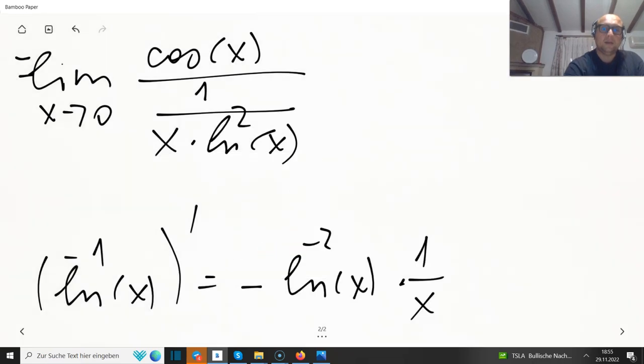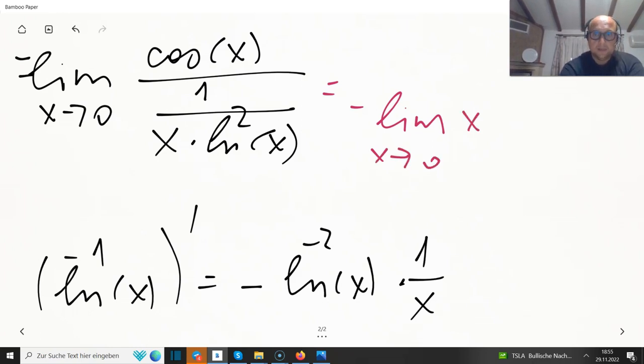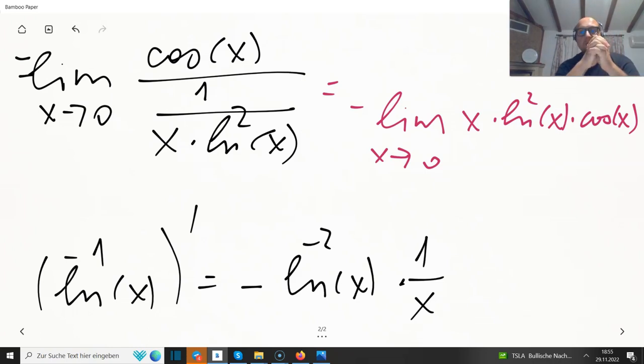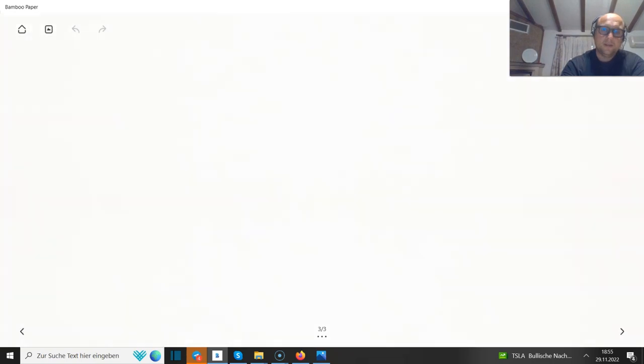That would mean I'm getting to minus a limit x towards 0. We can bring it now up. So it's x times ln squared of x times the cosine of x. So what's happening here? x is 0, ln squared is getting worse, cosine is 1. Well, I'm not getting anywhere. So maybe it wasn't a good choice. Well, that's a life lesson, so let's do it again.